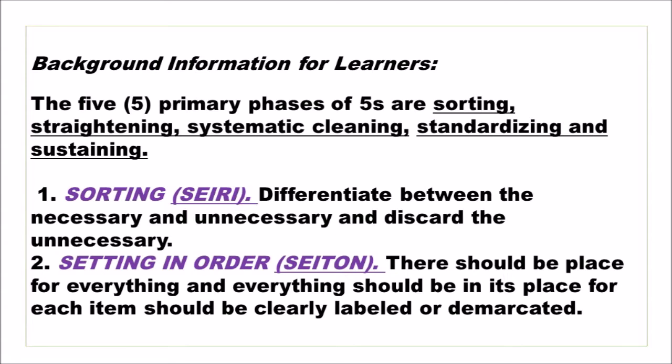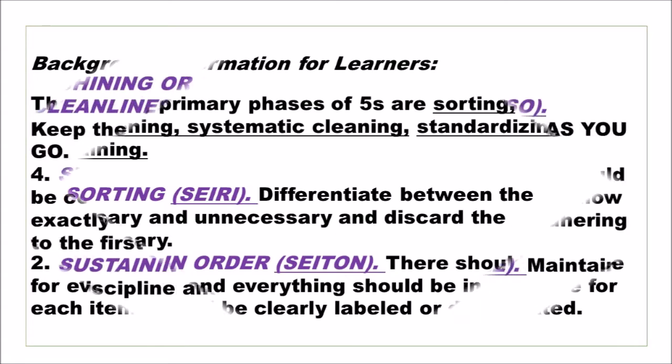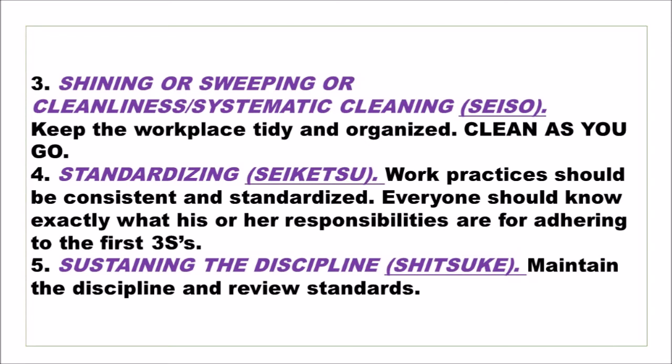Kung ito ay di kailangan, then i-separate mo ito. Number 2, setting in order or Seiton. Dapat daw ang mga gamit natin ay nakaayos at nakalagay sa tamang lalagyan nito. Lagyan ng label ang bawat item. Number 3, shining or sweeping or cleanliness, systematic cleaning, or in Japanese language, Seiso. Dapat malinis at well-organized ang mga gamit sa isang pinagtatrabahuan. Clean as you go, ika nga.